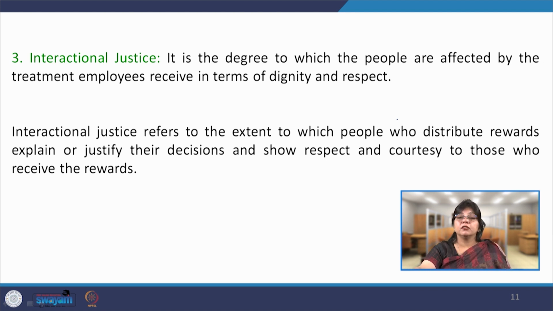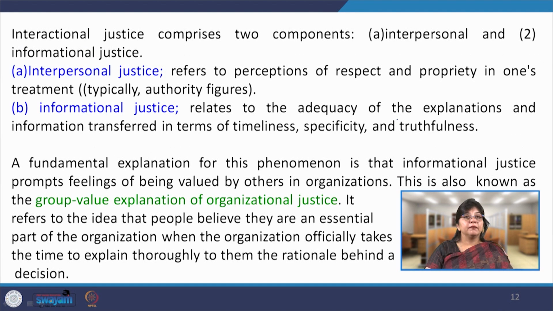Therefore, interactional justice refers to the extent to which people who distribute rewards explain or justify their decisions and show respect and courtesy to those who receive the rewards. So, this is interactional justice where information is being transferred from time to time to all the employees and employees perceive a kind of fairness and respect from the higher authorities that they are being considered or they are being part of the decision making process. This enhances their self esteem. At the same time, interactional justice has 2 components, interpersonal and informational justice.